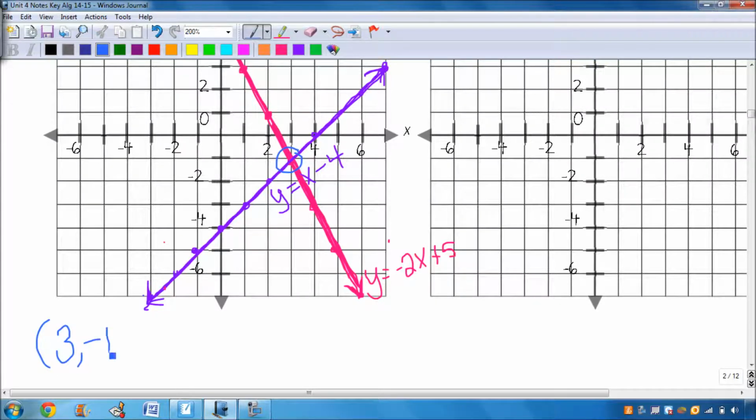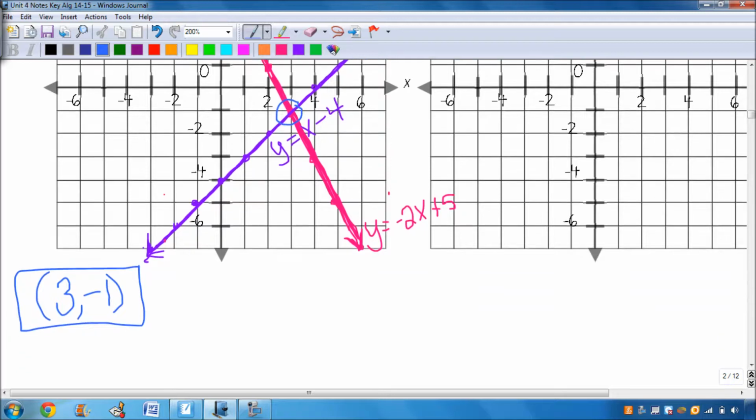So this solution is your answer to your system of equations. So your answer is 3, negative 1. Make sure you identify that this is the answer, because that's really all we care about. When it says to solve it, you got to get an answer. Now that we've done that, let's do our check.